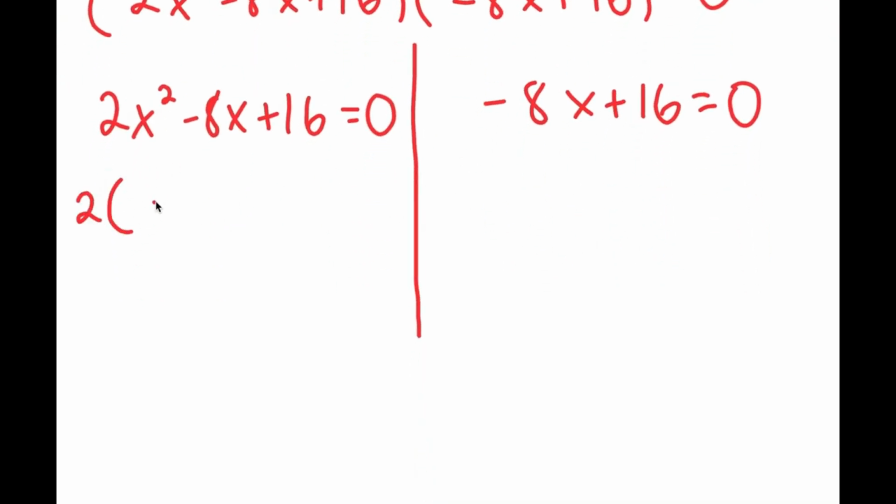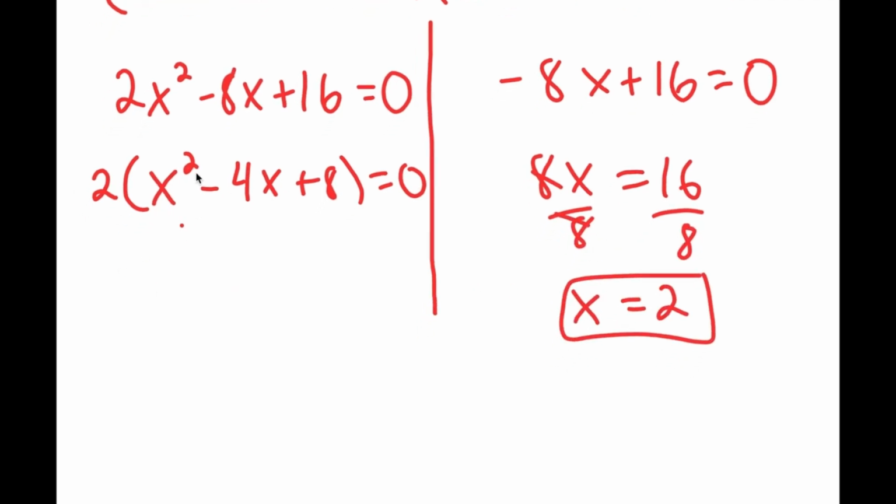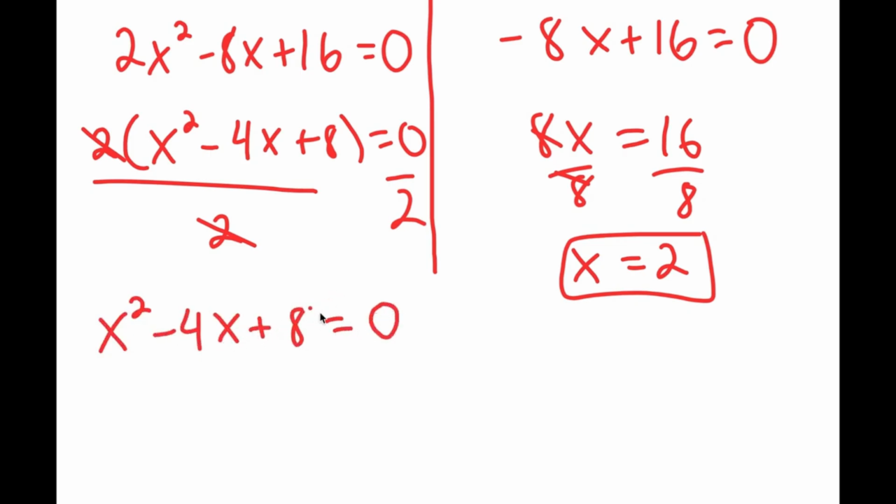Now from here, I'm going to factor out 2, so I get 2(x^2 − 4x + 8) = 0. And for the other equation, I have 8x = 16. So if I divide both sides by 8, I get x = 2. That's one solution. And now continuing, if I divide both sides by 2, I get x^2 − 4x + 8 = 0.